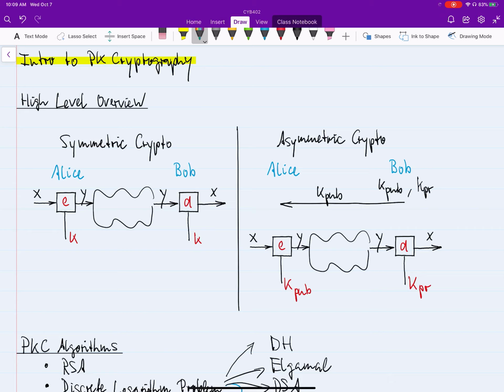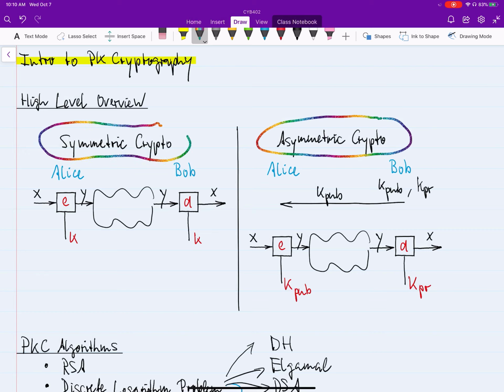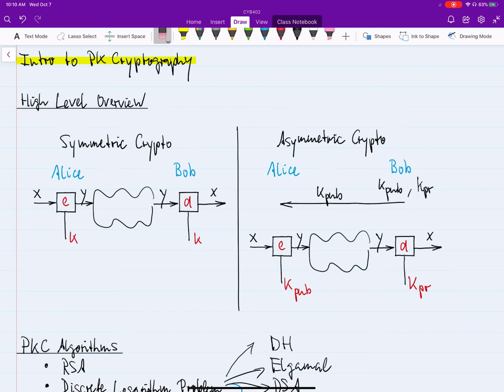So public key crypto systems are also called asymmetric crypto systems. And to understand those, it's best to compare them to symmetric crypto systems. So with symmetric crypto systems, we are already familiar. We covered its most prominent representative, which is AES.